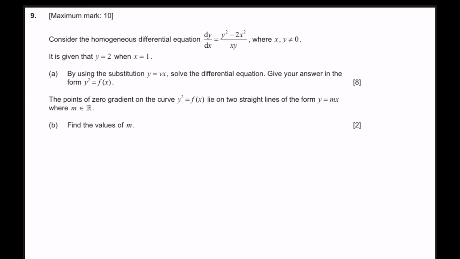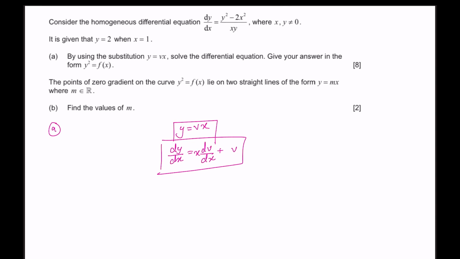Now for question 9, we have a homogeneous differential equation. So we have to solve it by substituting y equals vx. If I differentiate both sides, I have to apply the chain rule on the right side. First I'll differentiate v keeping x constant, then I'll differentiate x keeping v constant. So dx by dx is 1. So dy by dx should be replaced with x dv by dx plus v, and y should be replaced with vx in the original equation.